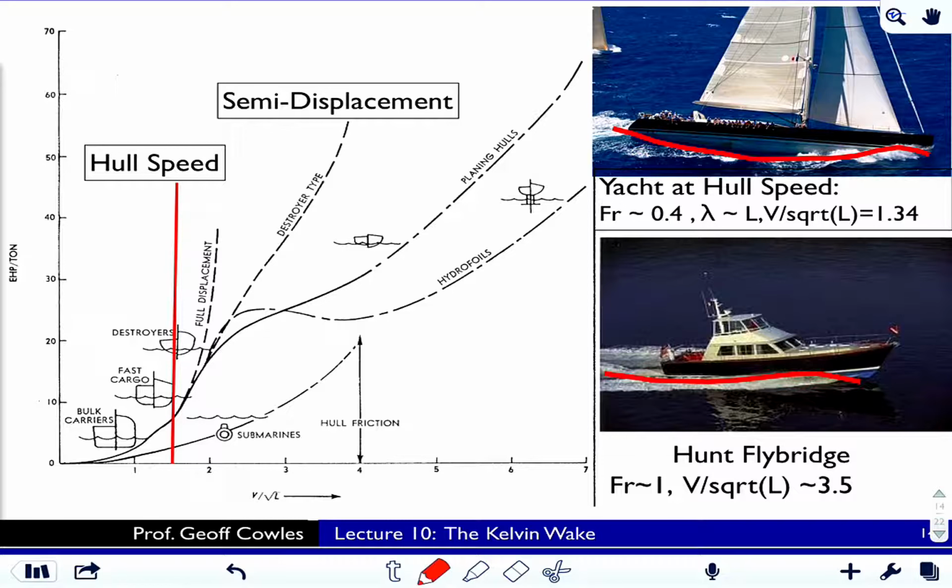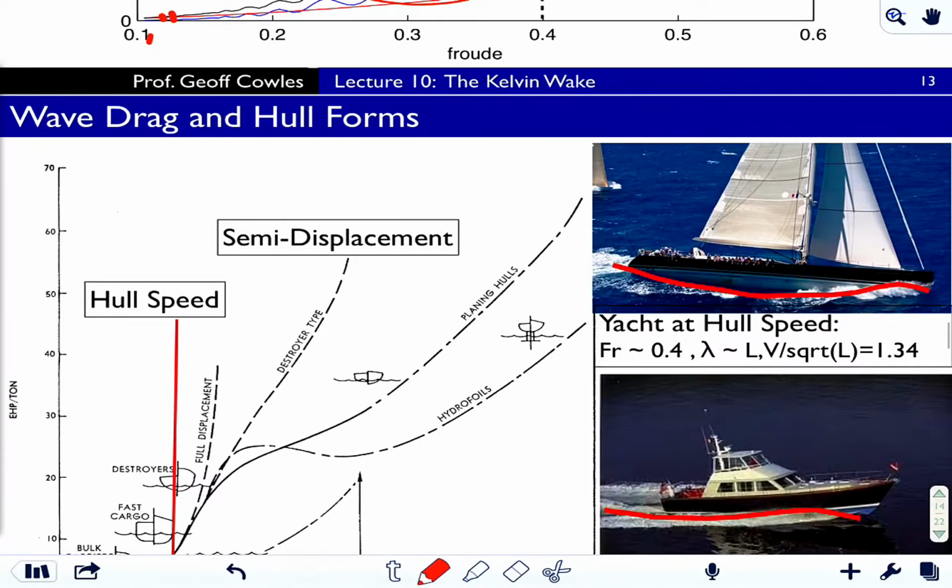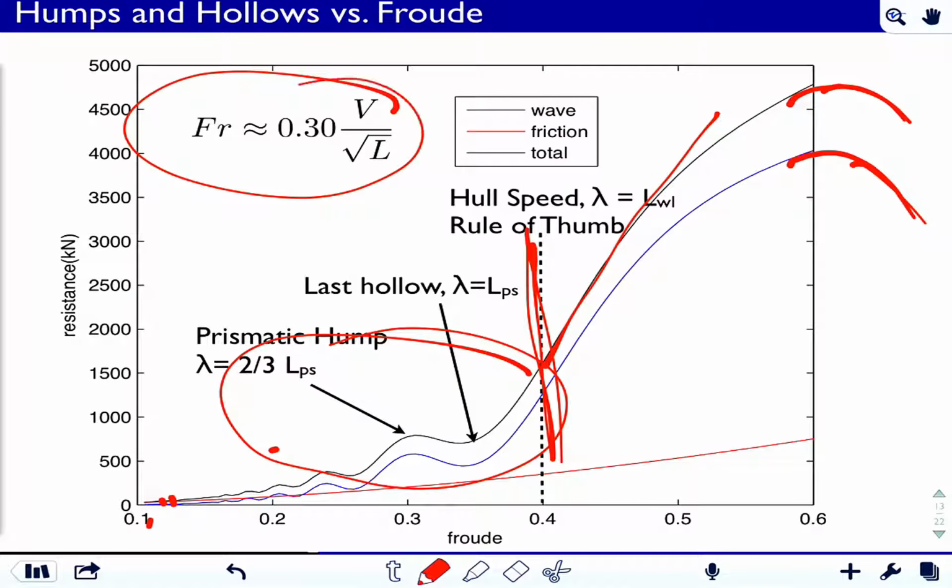So if we look at V over root L, and again the relationship between V over root L and Froude, you can calculate pretty easily. Just be careful that the units of V over root L are knots over square root of feet, and Froude is a dimensionless number, so always use the same units. For example, meters per second and meters per second squared for gravity and meters for length. This is a connection between them.